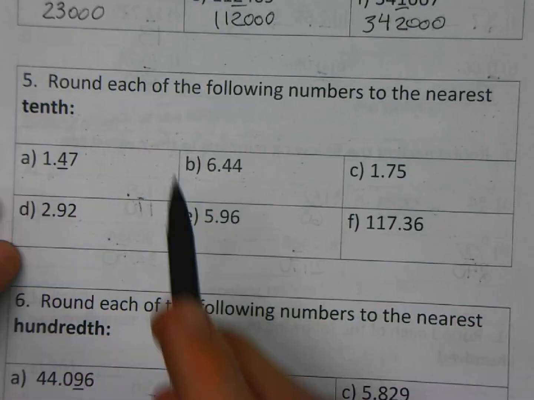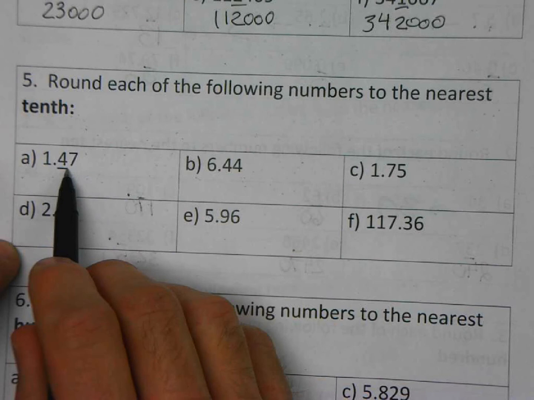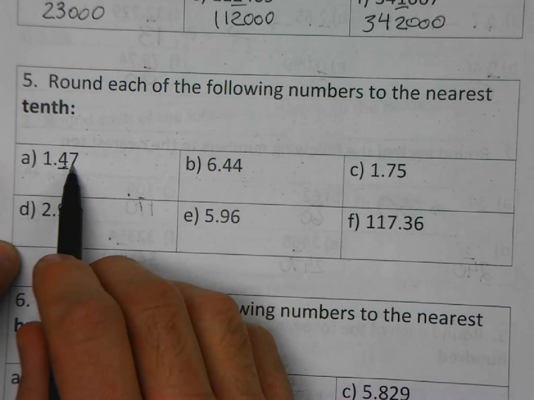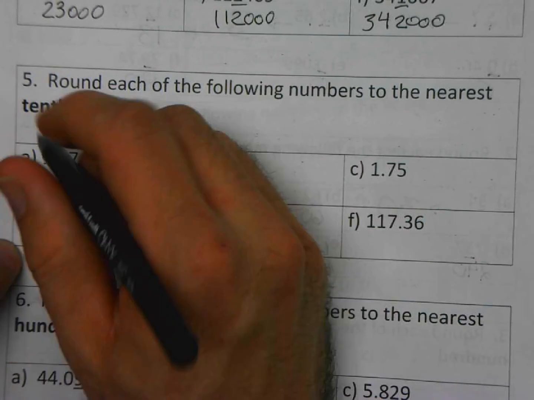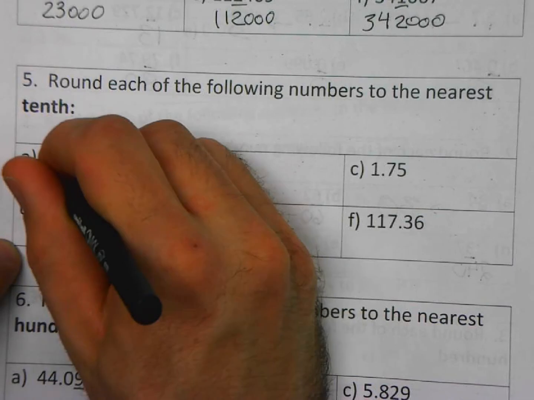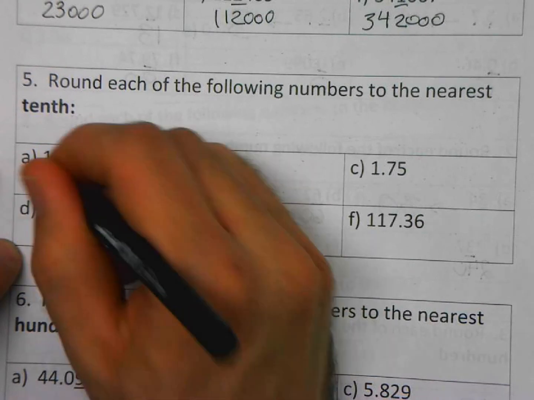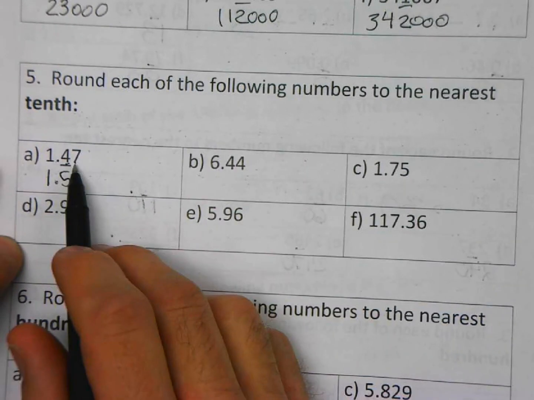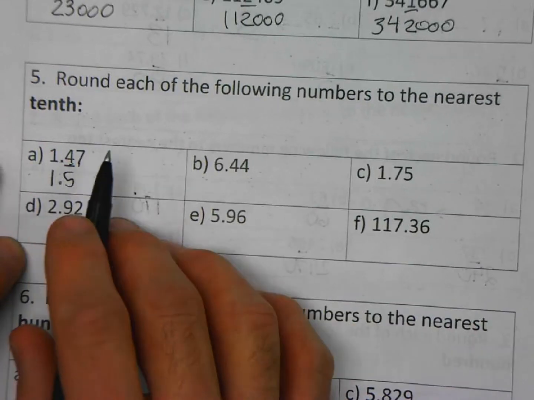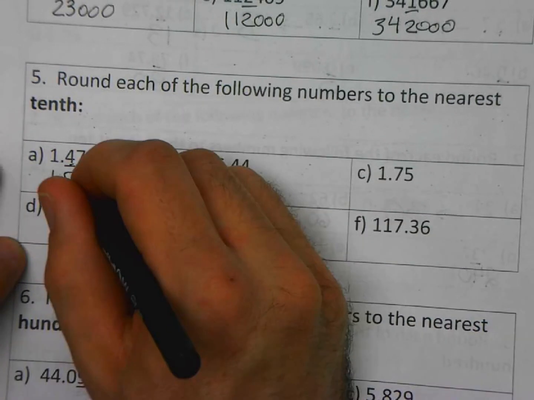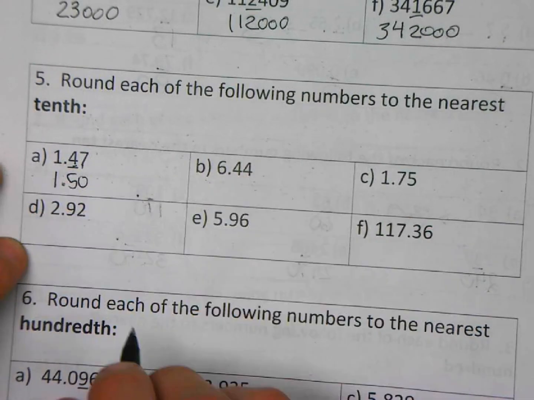Next thing's the tenth, and the tenth is the one to the right of the dot. So we underline it. We look to the next number. It's a 7. That means we add 1 to the thing we underlined. It becomes a 5. We copy the dot just like it was a number. Copy the 1. Now, we could put a 0 here, but we don't need to if it's after the decimal. In the case of money, you want to put a 0. So that's like $1.50. Okay?